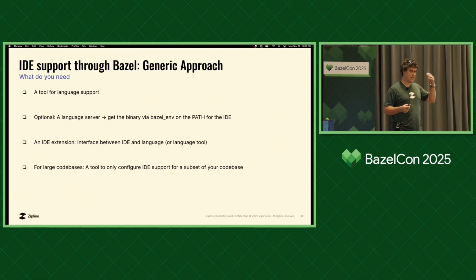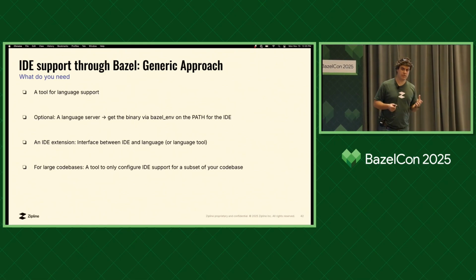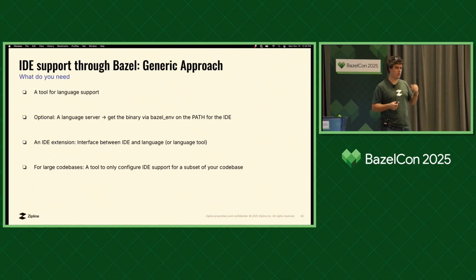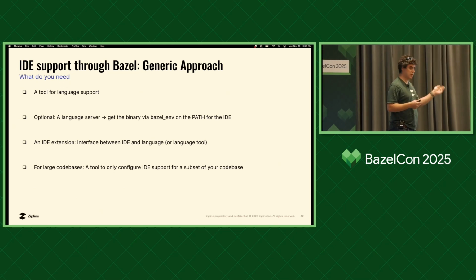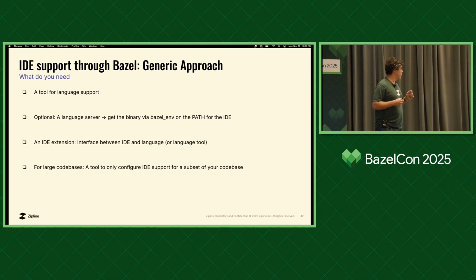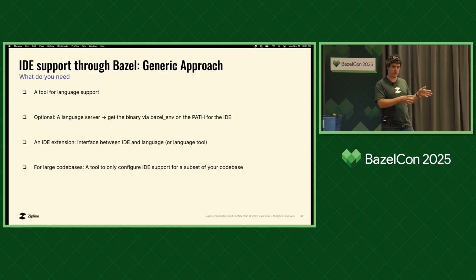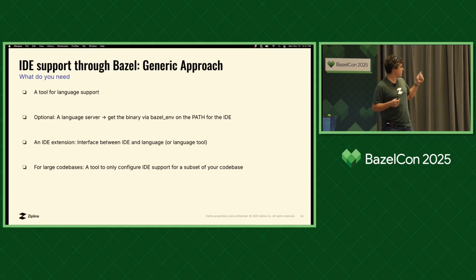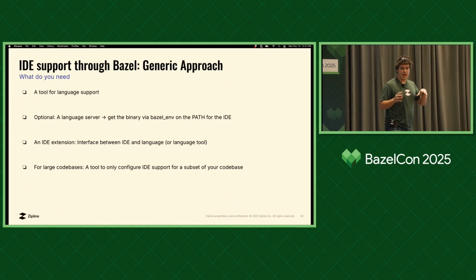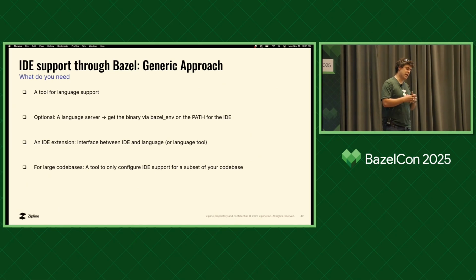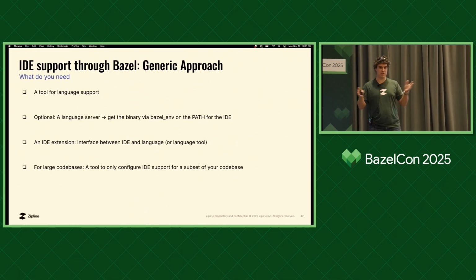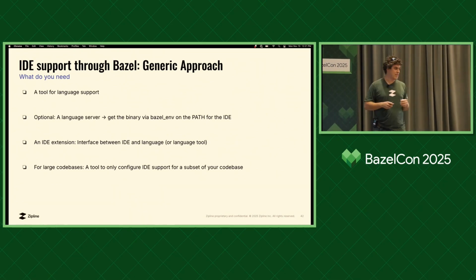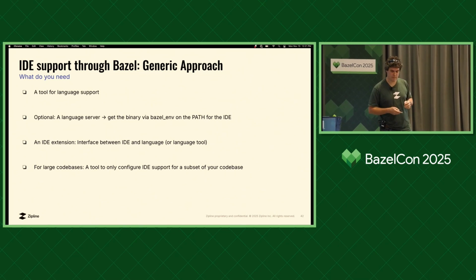And this is kind of the generic recipe, how we approach it. For a given language, you have to figure out the tool for the language support. It could be, for example, clangd or something else. If you're lucky, there might be an optional language server available. Put it into the bazel-env, you have it on the path, done. Find an IDE extension that supports the language server or the language out of the box. Python is a good example where you don't really need a huge language server. And you have that interface between IDE and language solved. And for large code bases, try to find a way to reduce scope, because I know big monorepos can't even analyze the whole code base at one given time. Don't even ask your IDE to give me the index for my whole code base.